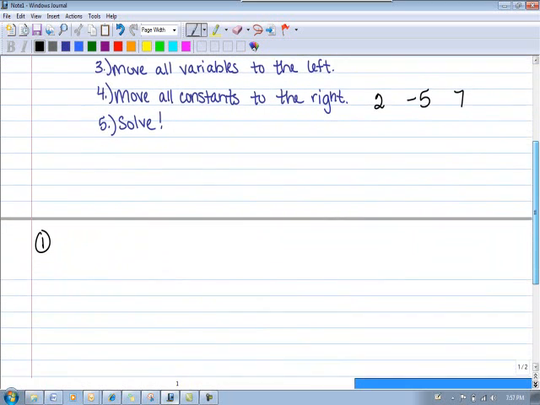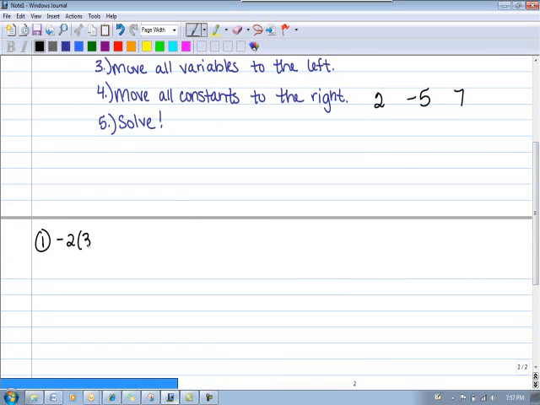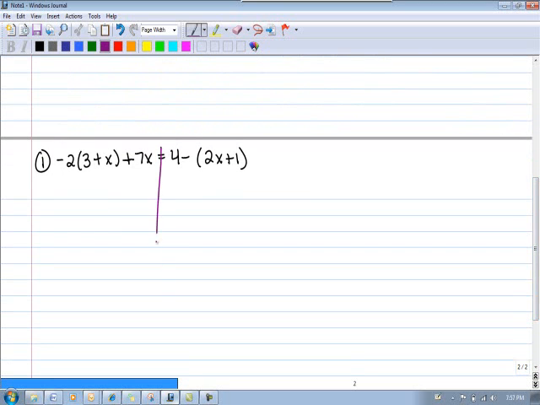So the first example is -2 times 3 plus x, plus 7x equals 4 minus parentheses 2x plus 1. According to step 1, the first thing I'm going to want to do is, on both sides of the equal sign, distribute.